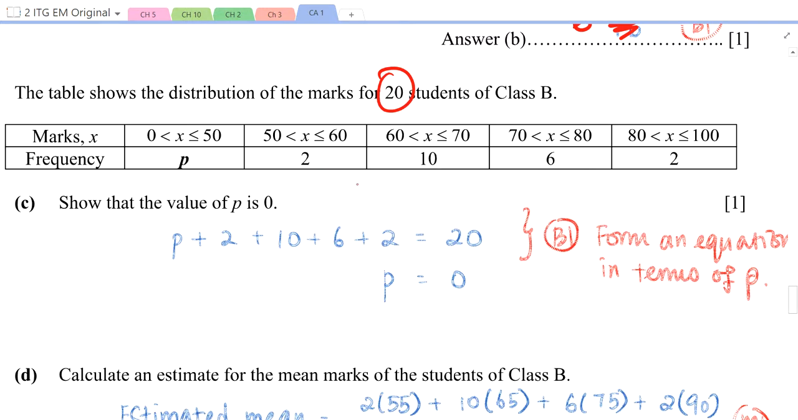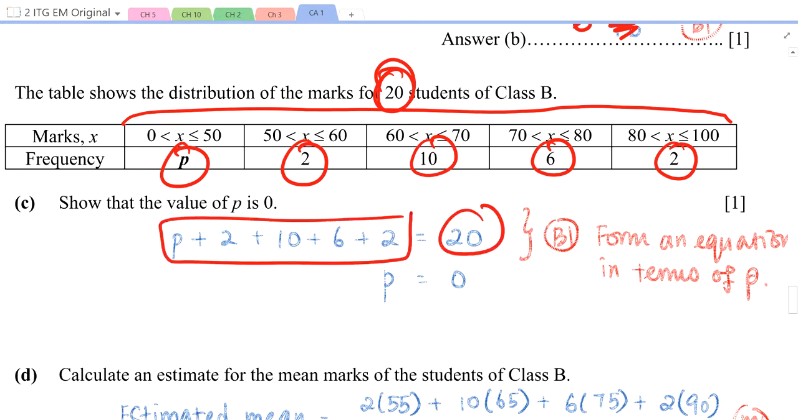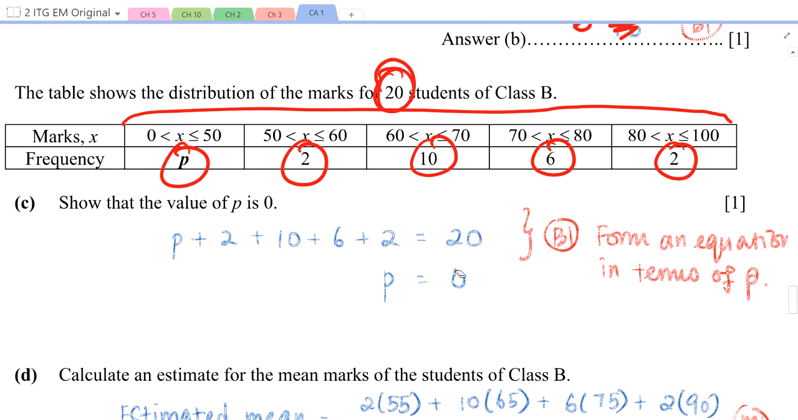But what we know is that there are 20 students. Every student must fall within one of these categories. Alright? Every student must be inside there somewhere. So P plus 2 plus 10 plus 6 plus 2 must be equal to 20. It must be 20. So here you get P equals 0. And we put it back, shown.